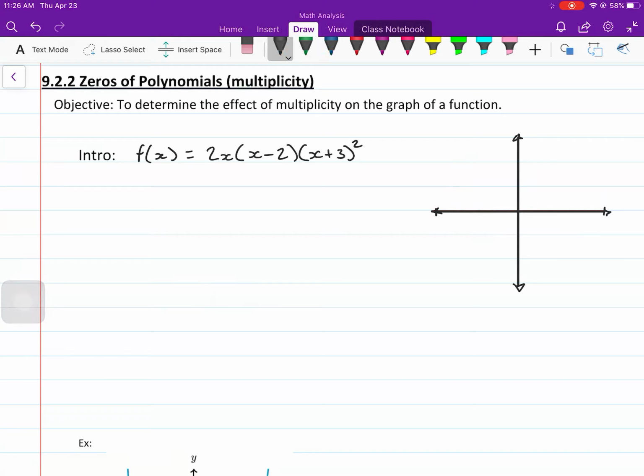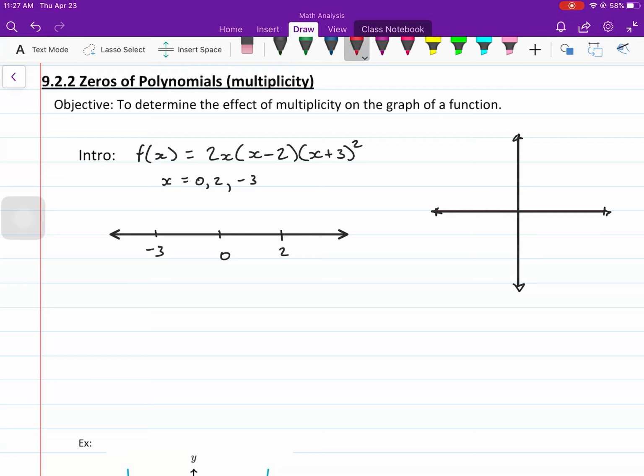By the way, this one has a total of 1, 2, and then this one occurs twice, so 3, 4 zeros. So it's going to be a polynomial with the highest power of 4. But what's going to happen is we're going to have the same zero occur twice, and you can guess it's going to be the negative 3. So let's start with our zeros. Those are going to be 0, 2, and negative 3. I'm going to put those on the number line, in numerical order: negative 3, 0, and 2.